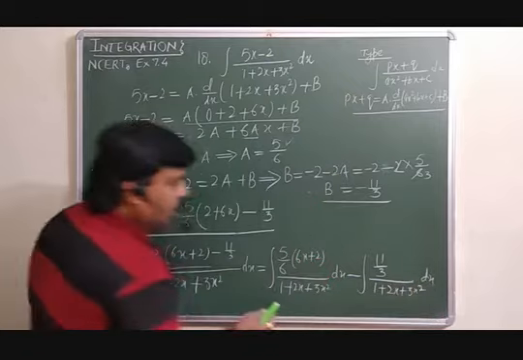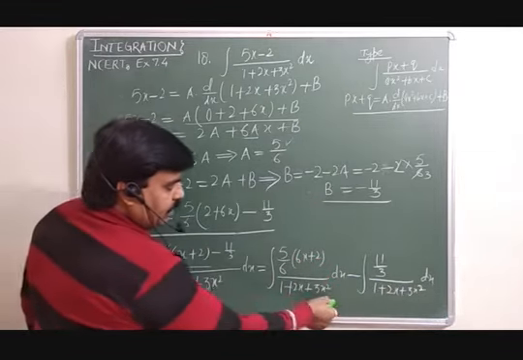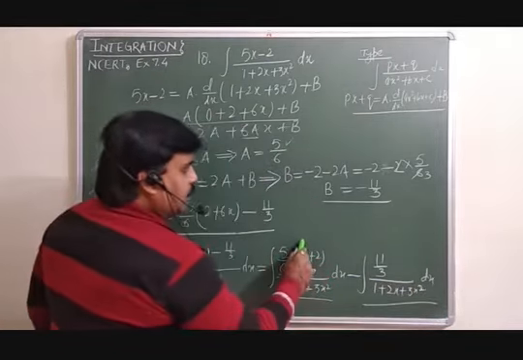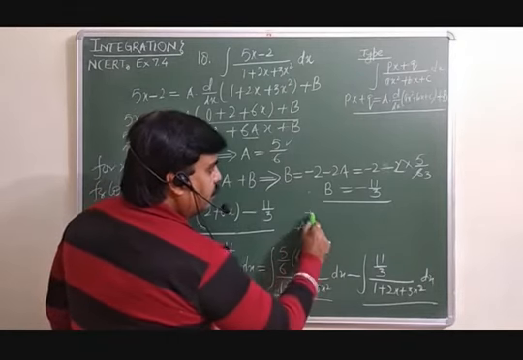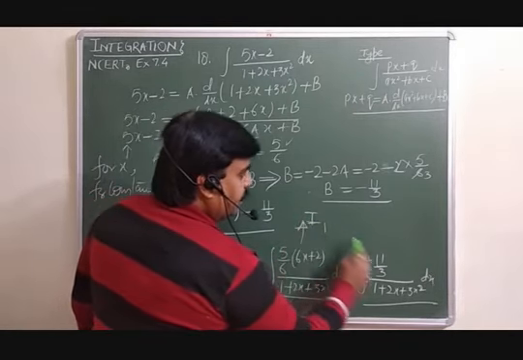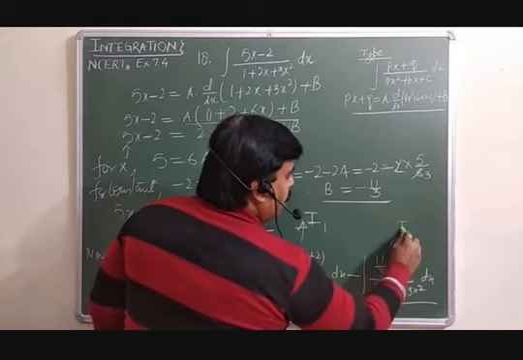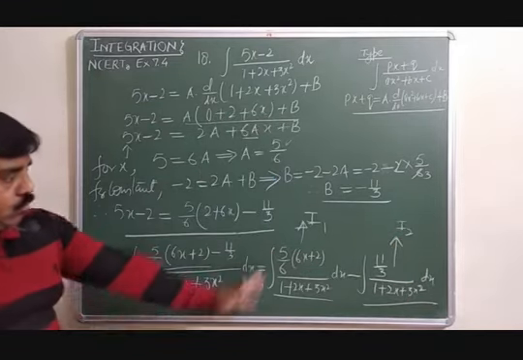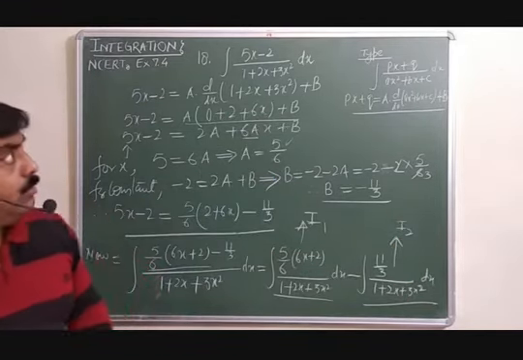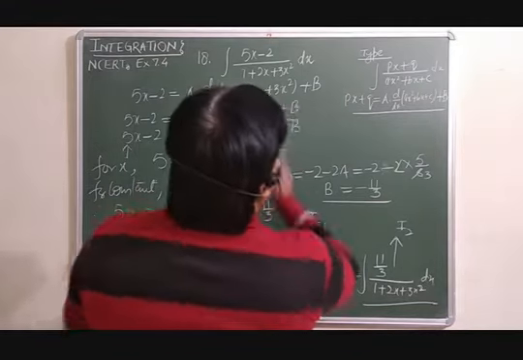Now you are supposed to solve this one separately and this one. You can assume this is equal to I1, and this one you can take as I2. Then you are supposed to solve these two only. So look at here now.